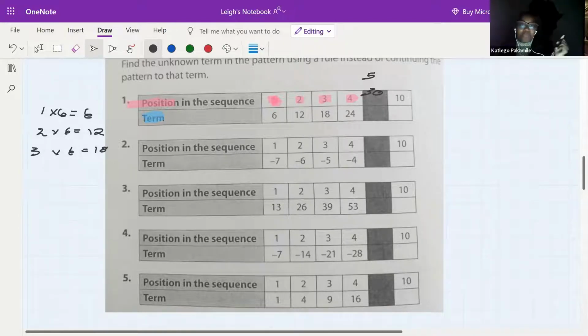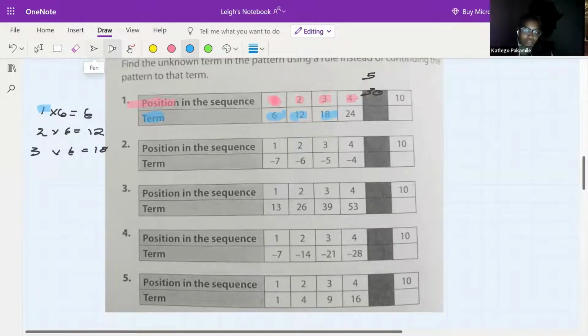She's my savior. So do you all agree that to find the term, we have to multiply the position, which we have over here, by 6 and we get the term. So position number 1 times 6 is 6. Position number 2 times 6 is 12. Position number 3 times 6 is 18.